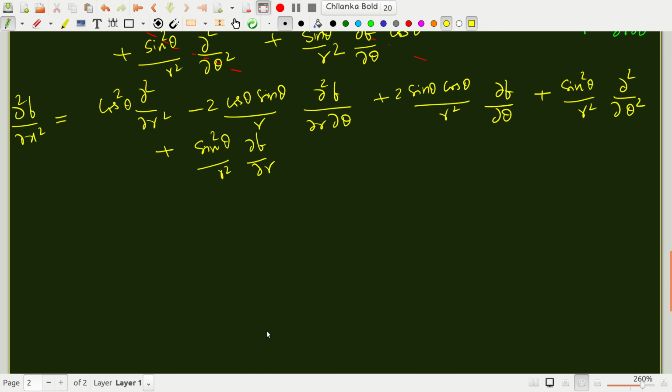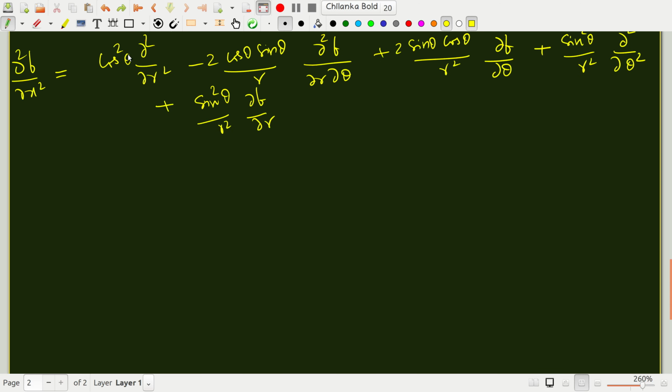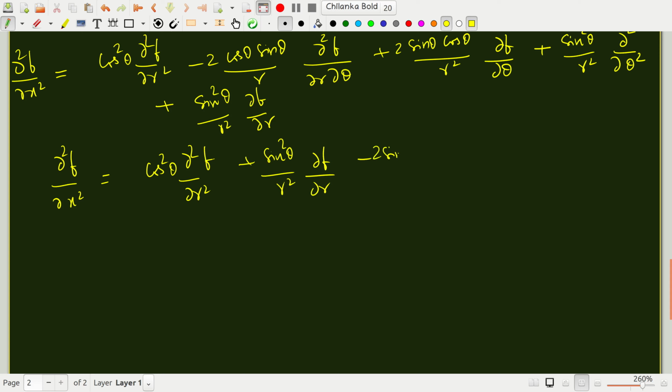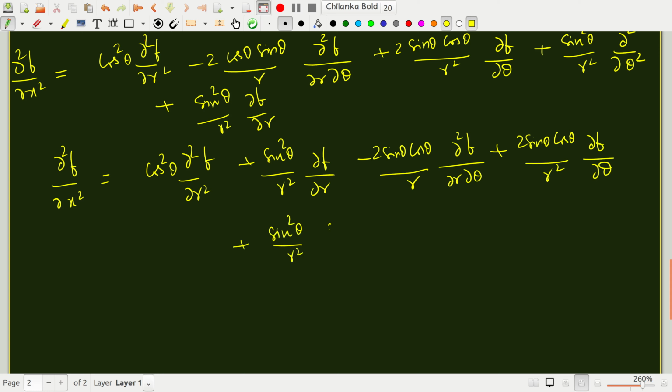Okay, so if I clean up a little bit, this expression will now become cos squared theta partial squared f by partial r squared, because I am operating it on f, plus sine squared theta by r squared partial f partial r minus 2 sine theta cos theta by r partial squared f by partial r partial theta plus 2 sine theta cos theta by r squared partial f partial theta finally, and then I'll get plus sine squared theta by r squared partial squared f by partial theta squared.